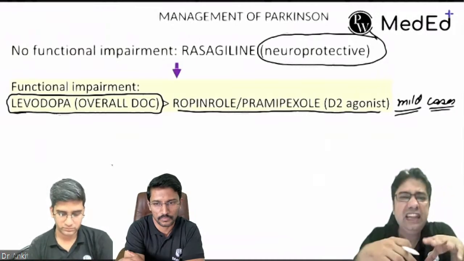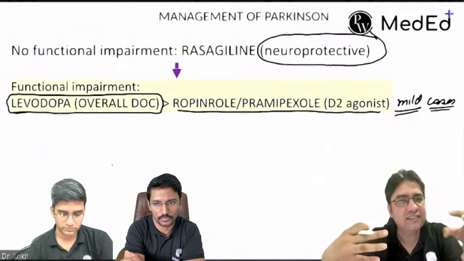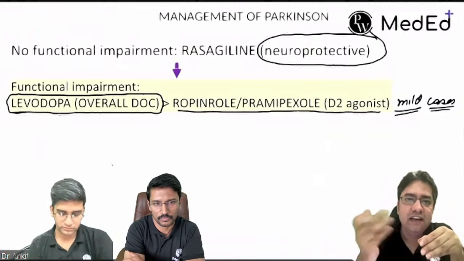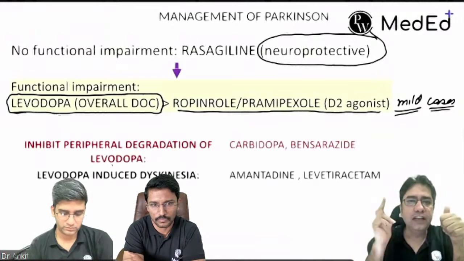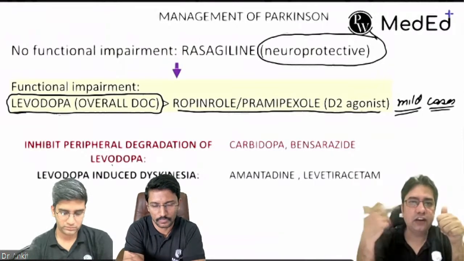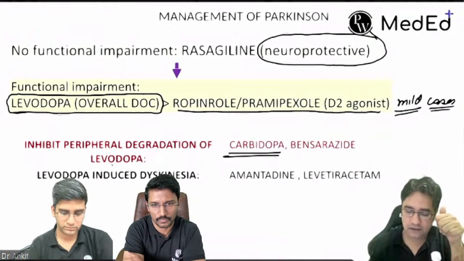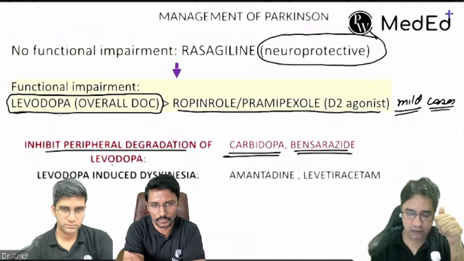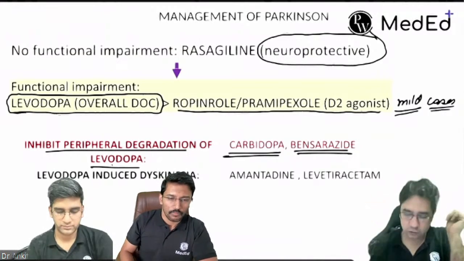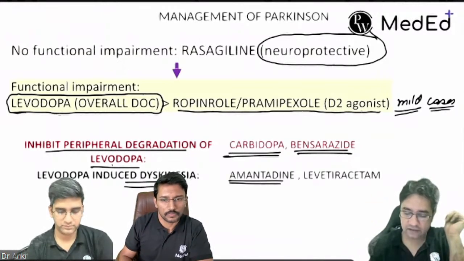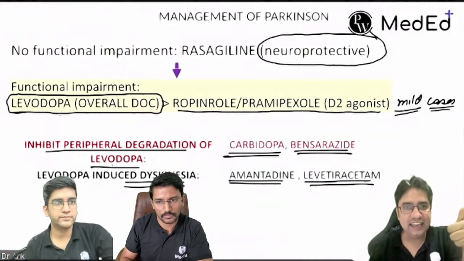Now we know levodopa has certain drawbacks. To overcome those drawbacks, we combine other drugs with levodopa. First, to inhibit peripheral degradation, which drug have I told you? Carbidopa, benserazide, peripheral dopa decarboxylase inhibitors. Second point, levodopa leads to excessive movement. Which drug do we give? Amantadine.